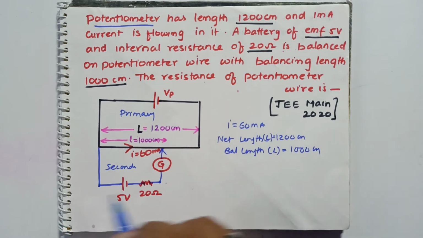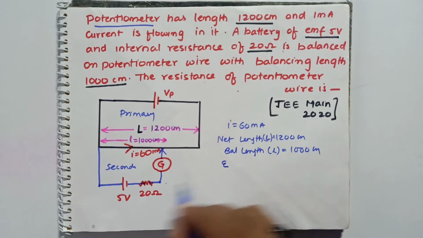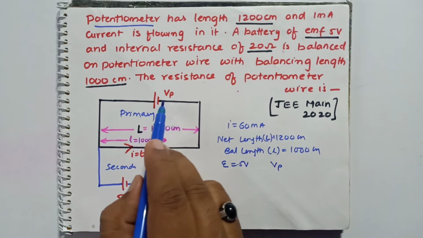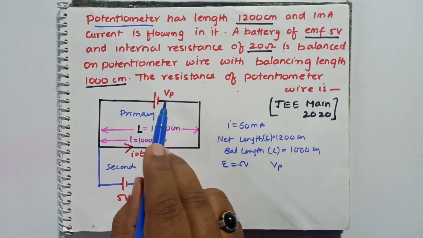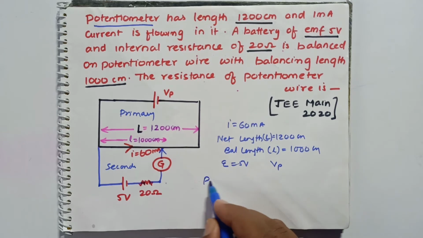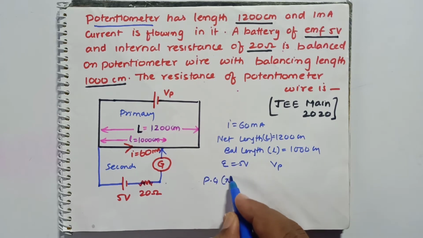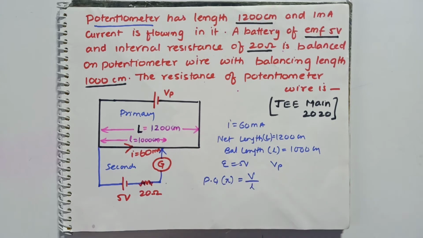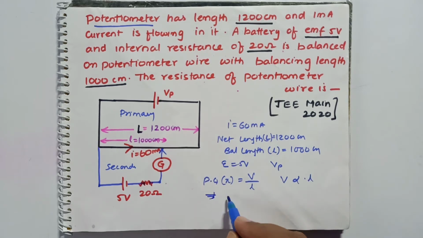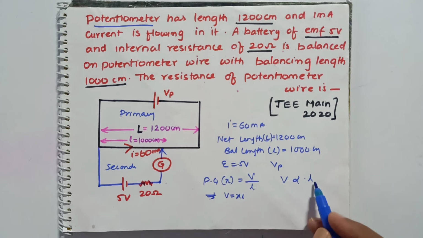Then the EMF of the smaller cell is given as 5 volts. What is the potential across the primary cell? How are you going to find it? You know the potential gradient is given by x, which is V by L, and the potential gradient is constant. From this you will understand that V is equal to XL, so V is directly proportional to L.